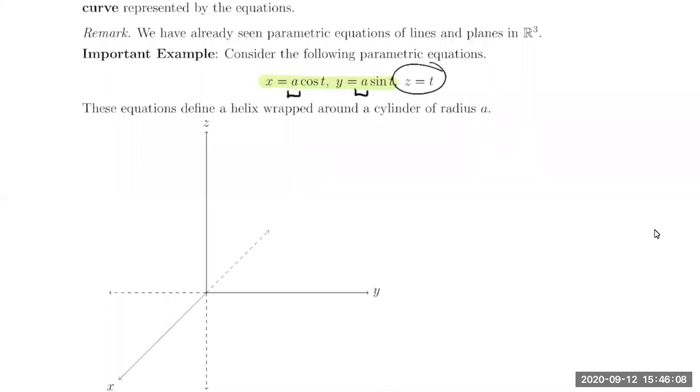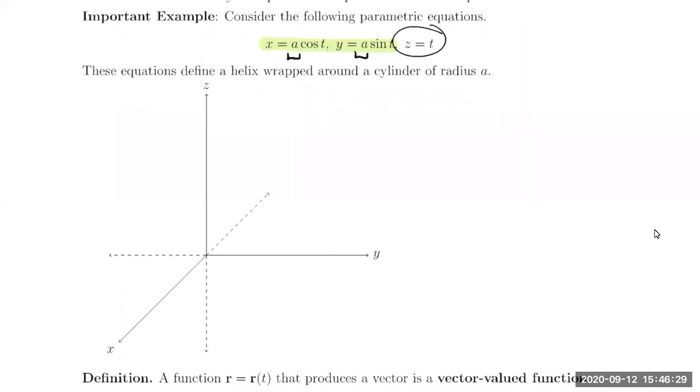Now that we add on this third dimension here, z equals t, what that is going to do is instead of having a flat circle, we're still going to have a circle, but it's going to move up as t increases. So you can think of this as a helix, or you can think of the classic toy Slinky. It's going to be a helix wrapped around a cylinder of radius a. So let's take a look at this.